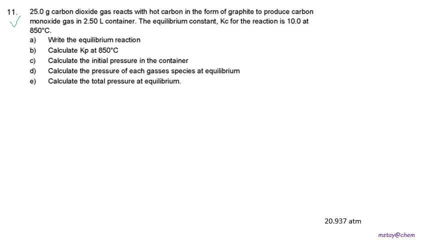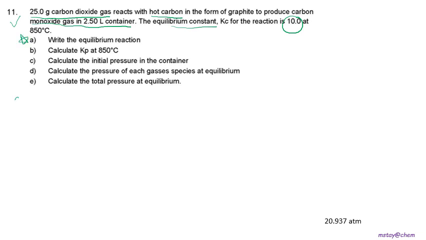Question 11. 25 grams of carbon dioxide gas react with hot carbon in the form of graphite to produce carbon monoxide gas in 2.5 liter. So the equilibrium constant given is 10 at 880 degrees Celsius. So now the question asks us to write the equilibrium reaction.